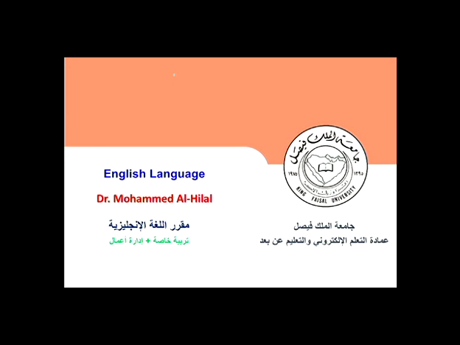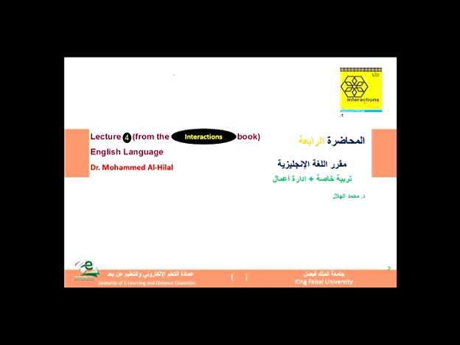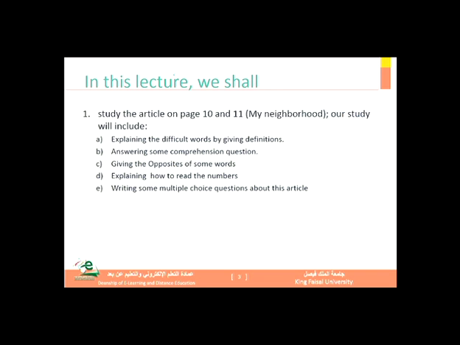As we discussed last lecture, we said we are going to have the second part of the course, where we started chapter number 1. Today we are going to follow chapter number 1 again, and we discuss and analyze another article taken from chapter number 1. So this is lecture number 4 from our course. We are going to start with the Interaction Access book. So today's lecture is going to study the article on pages 10 and 11.